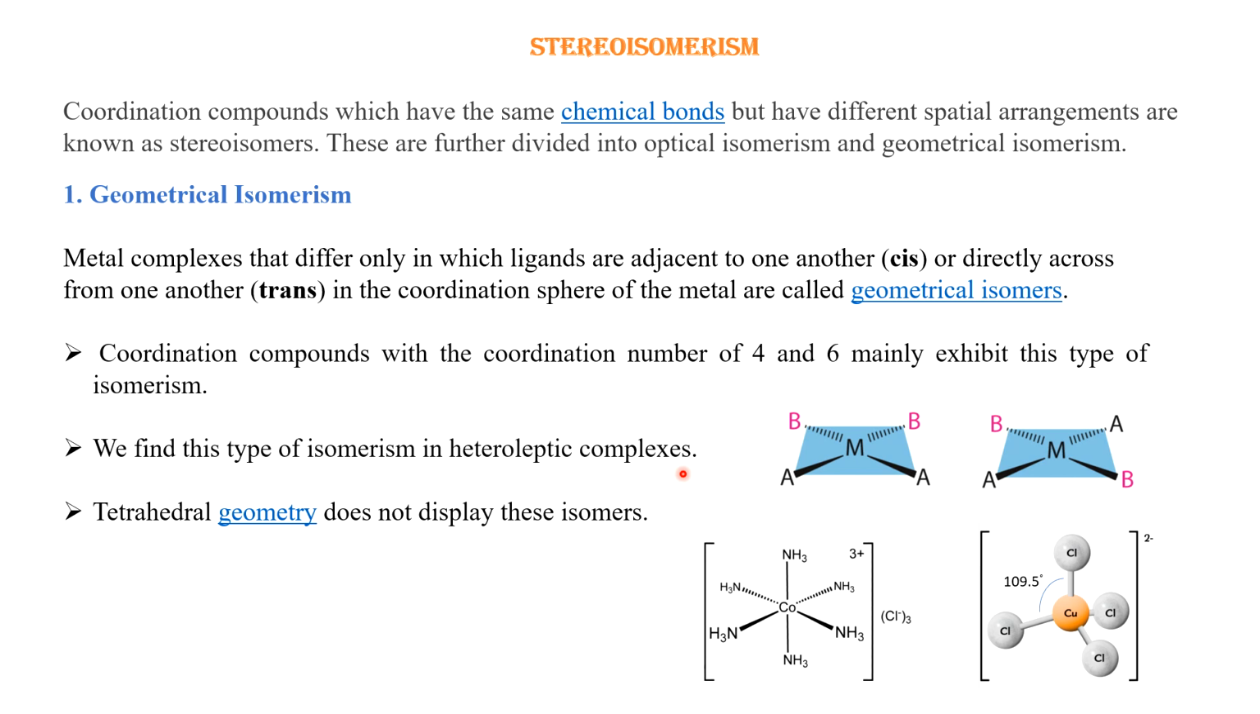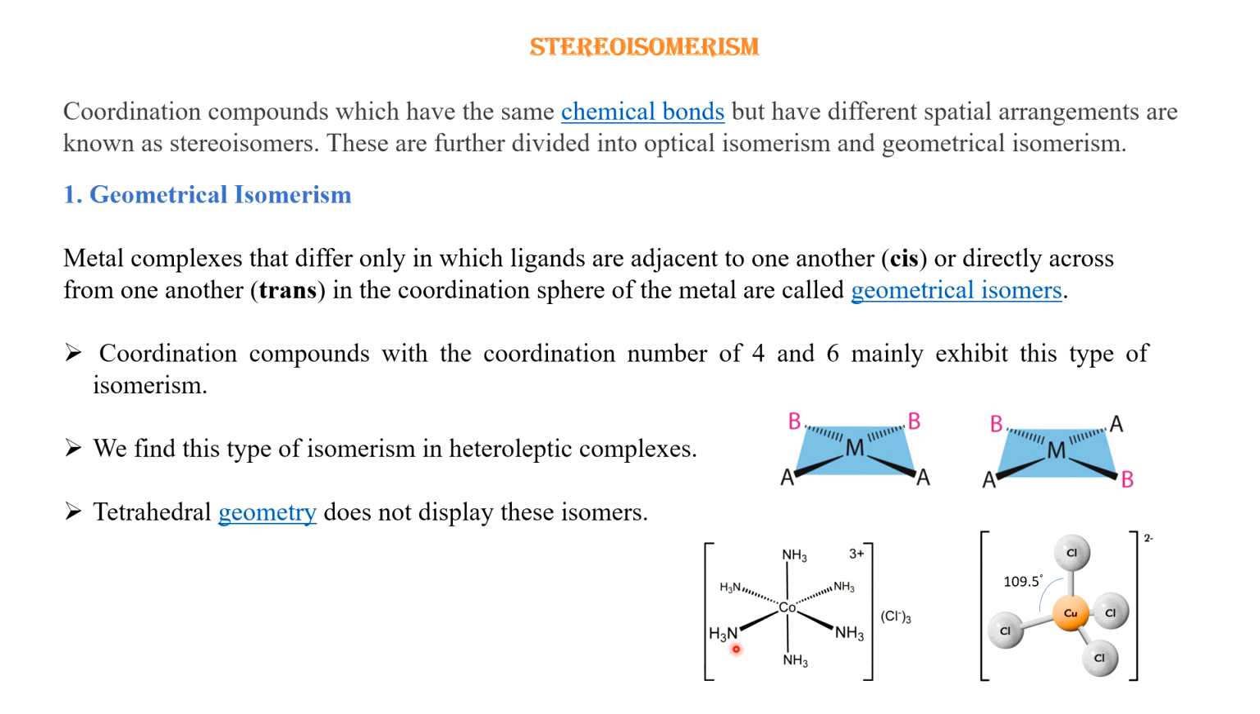To get geometrical isomerism, the complex should be heteroleptic. Why? Because this complex is a homoleptic complex, as all ligands are the same. Now, if all ligands are the same, then what is the problem? These ligands cannot be identified from each other because all are the same.